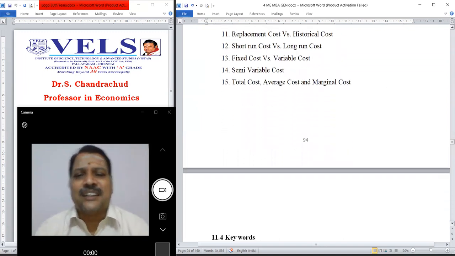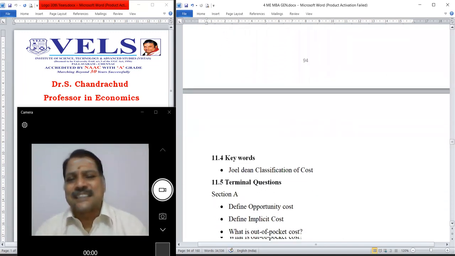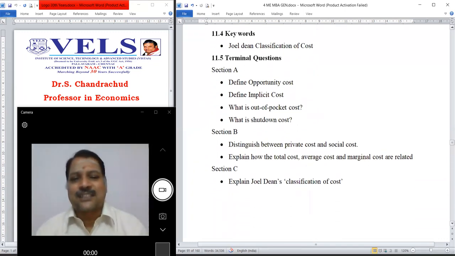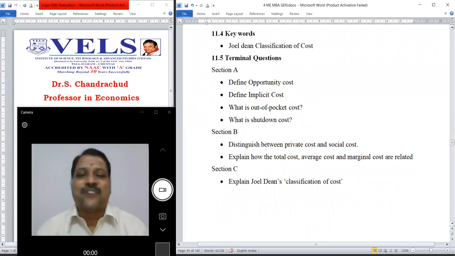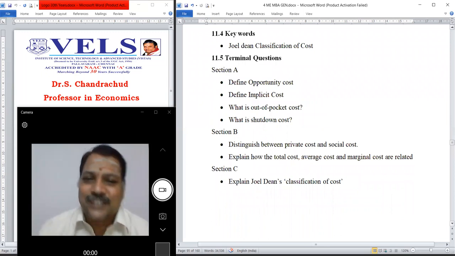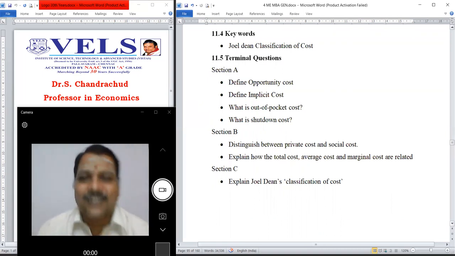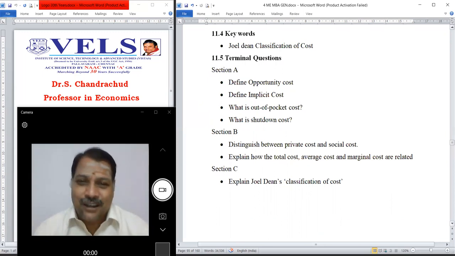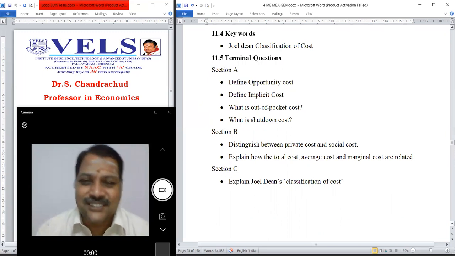Totally 30 different types of costs are discussed in this class. You can expect a Section C question: explain cost classification or explain different types of classification. And in Section A, the most important are opportunity cost, implicit cost, out-of-pocket cost, and shutdown cost. When the manager wants to take an effective decision, he must be very familiar with these cost distinctions.